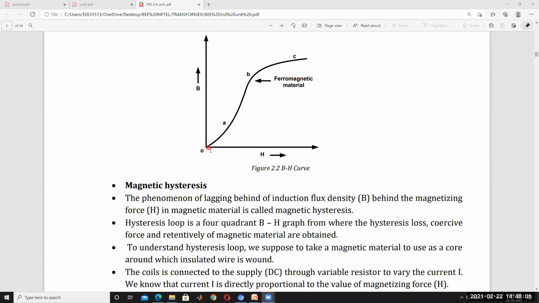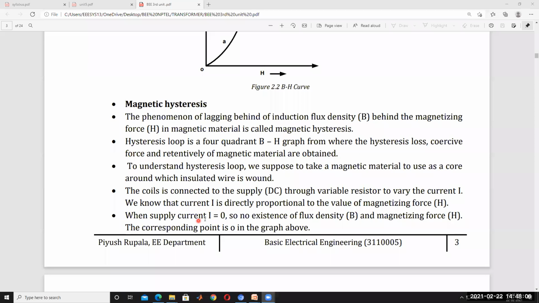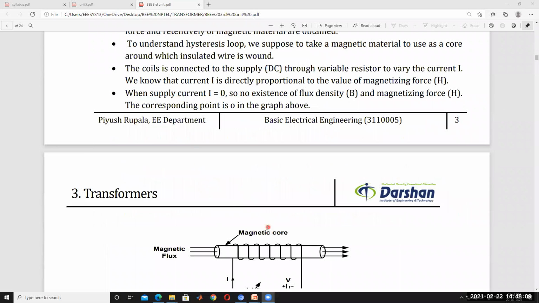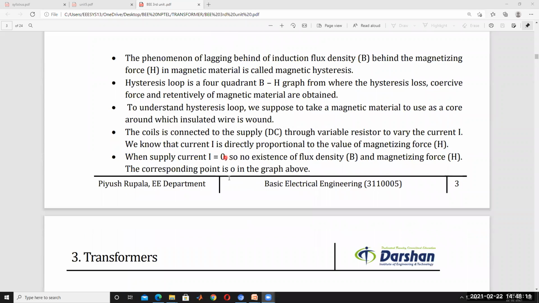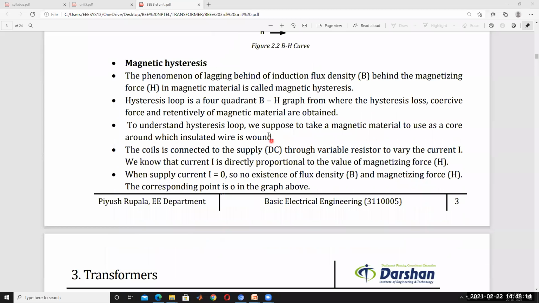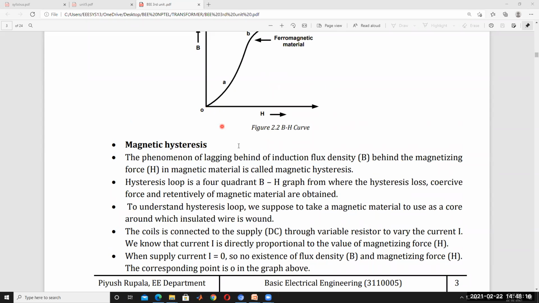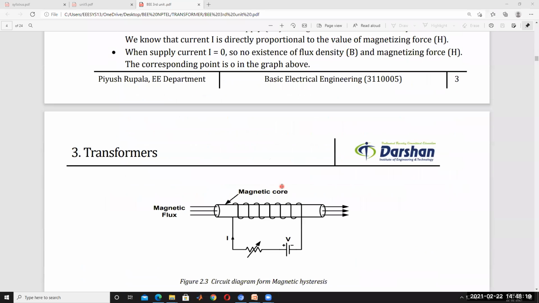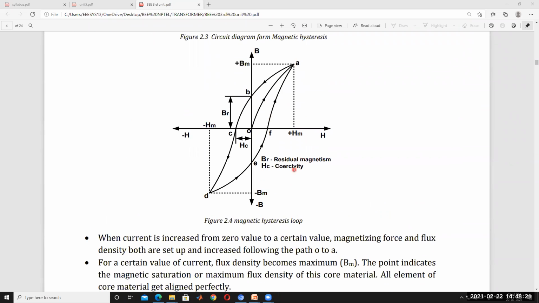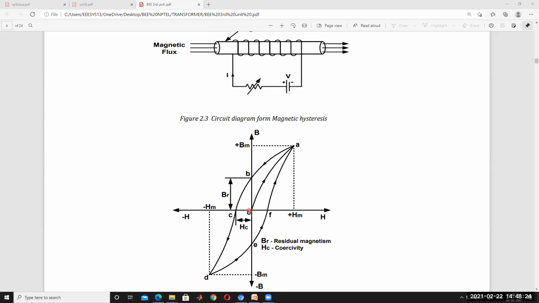At the time of starting, B and H are 0 when current I is 0. That's why the curve starts from 0. So this is the BH curve, and that's why it is called a 4-quadrant curve: first quadrant, second, third, and fourth.